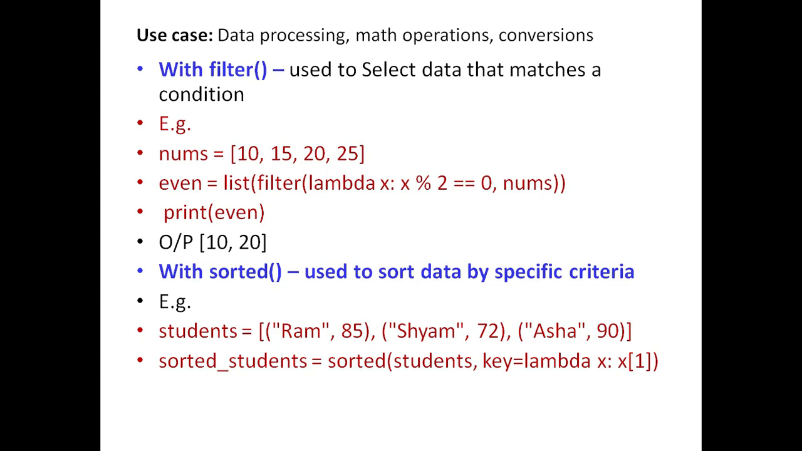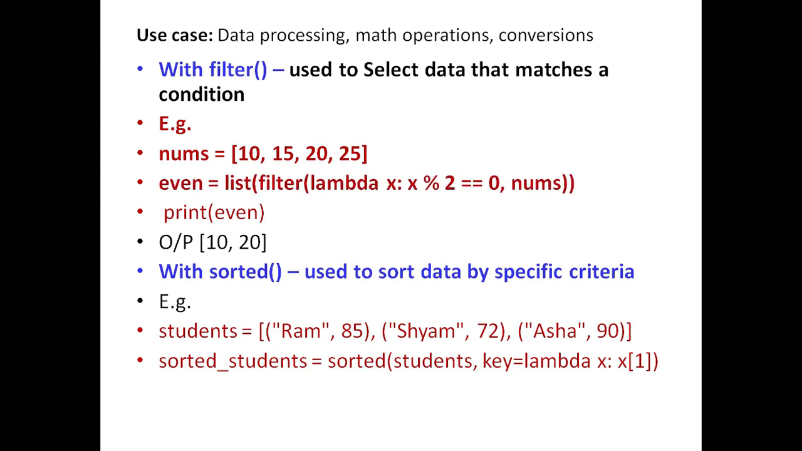We can use the lambda function for data processing, math operations and conversions also. It is used with filter to select the data that matches the condition. For example, we have defined a list with elements 10, 15, 20, 25, and to print even numbers from the list, we will use a lambda function as even filter lambda x with x mod 2 equal to 0, and when we print it, it will give the output 10 and 20.